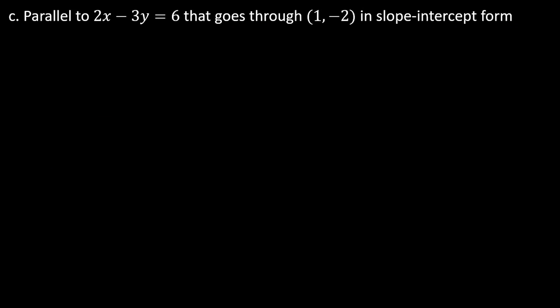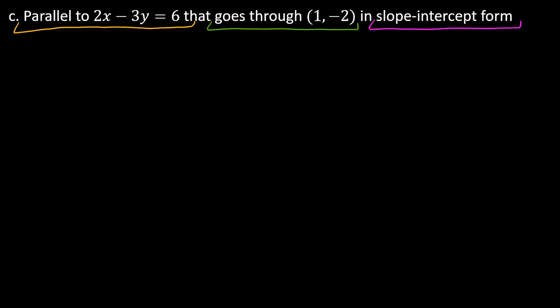So let's keep going with this. Let's do another one of these together. I have a bunch of these examples, so I know sometimes these can be kind of tricky. So practice makes perfect with this particular stuff. Okay, so once again, I want to find a line that's parallel to 2x minus 3y equals 6. It has to go through this point, and I want to have this in slope-intercept form.